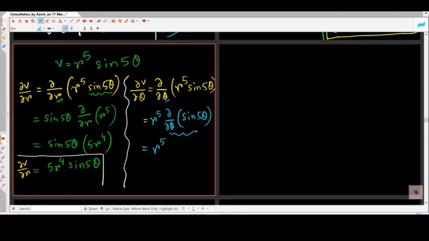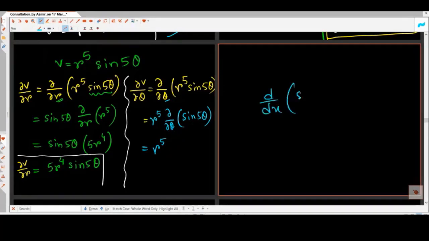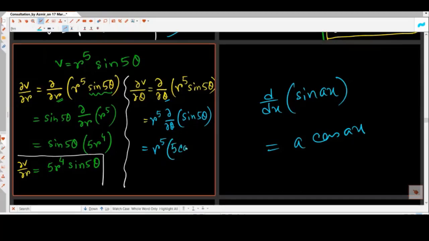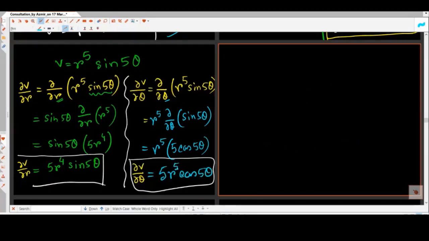And now we have to find this derivative. So what will be the derivative of sine 5 theta? We know ddx of sine ax is equal to a cosine ax. So similarly, the derivative of sine 5 theta will be 5 cosine 5 theta. So we have finally 5 r to the 5 cosine 5 theta.